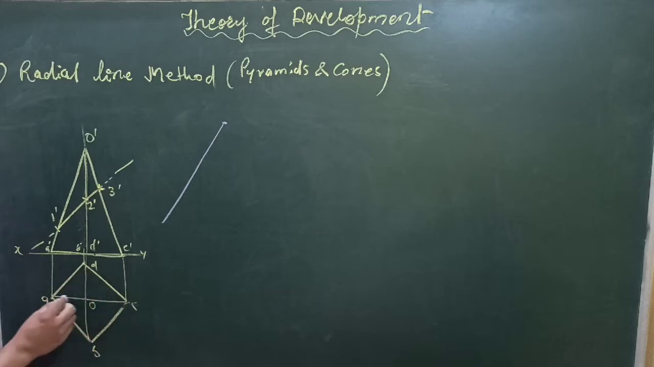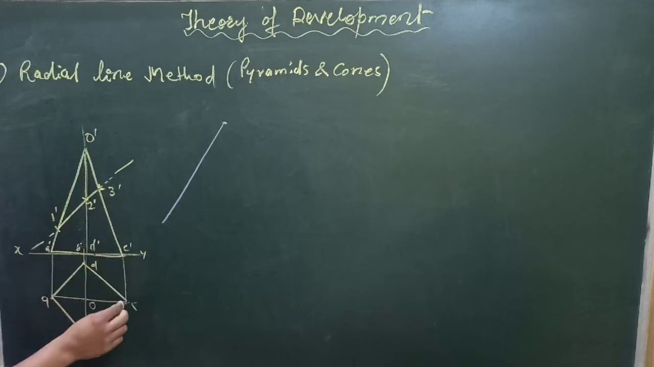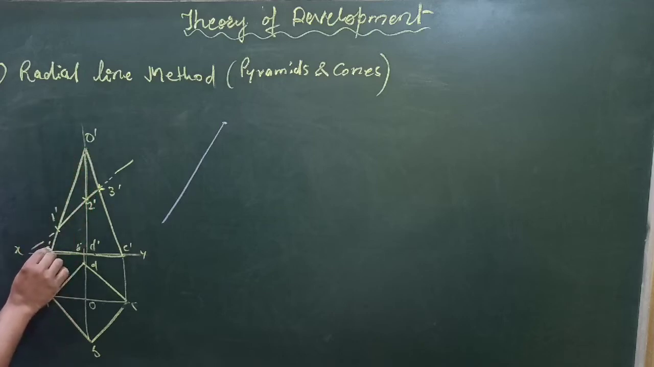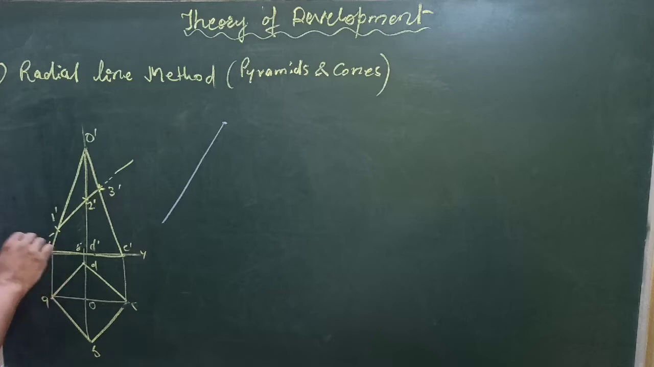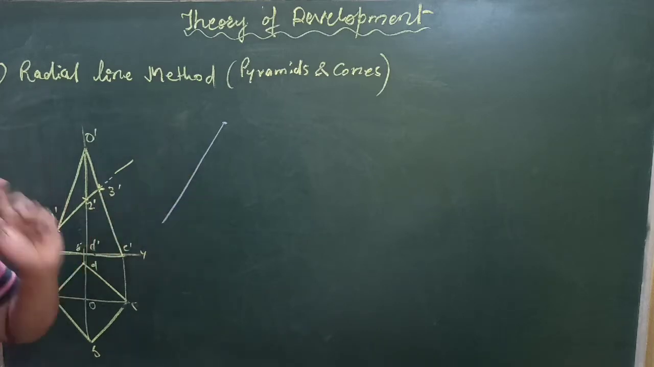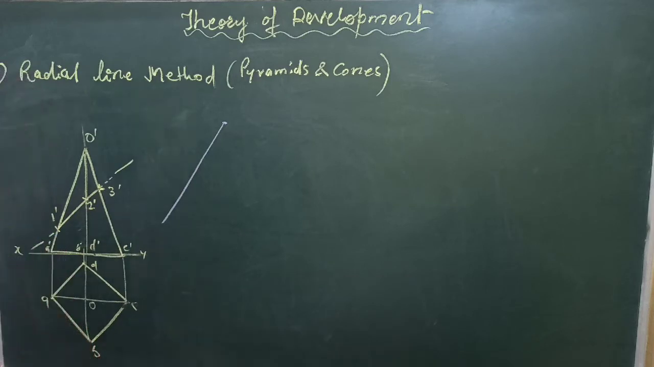In this case, O'A' and O'C' are providing you true length in the front view. It means that O'C' is a true length because OC is parallel to VP in the top view. Similarly, OA is also parallel to VP in the top view, so this O'A' is also a true length. As per the principle of development, each and every line in the development must be a true length. So we have to take O'A' or O'C' from here.